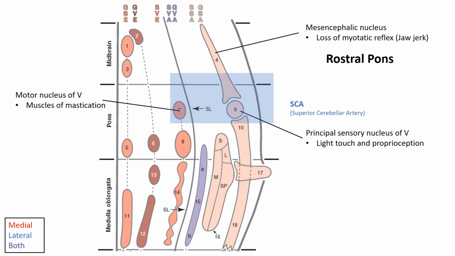A superior cerebellar artery infarct, or SCA, will certainly hit the principal sensory nucleus of 5, so you lose light touch and proprioception. You could lose the myotatic reflex, and you could hit the motor nucleus of 5 and lose the muscles of mastication. So the SCA is more rostral in the pons.